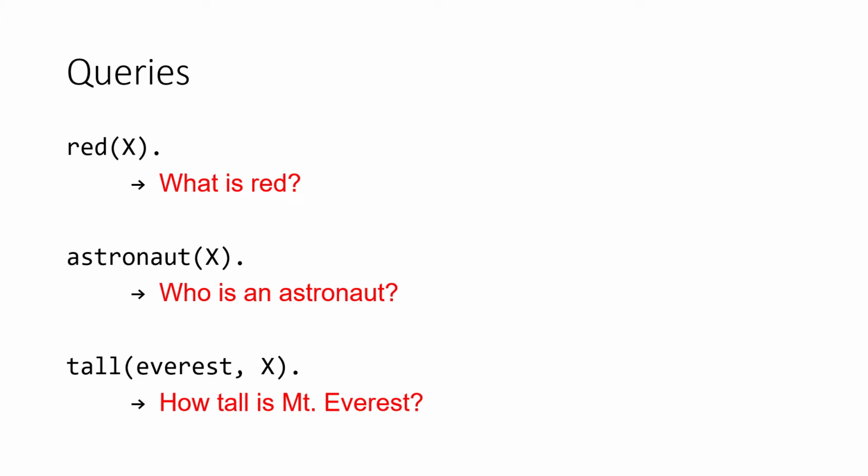But here are some examples of queries with variables. If we say red X, that's asking what is red. If we say astronaut X, that's asking who is an astronaut. And if we say tall Everest X, that's asking how tall Mount Everest is. But again, you'll see that the syntax is pretty much the same.